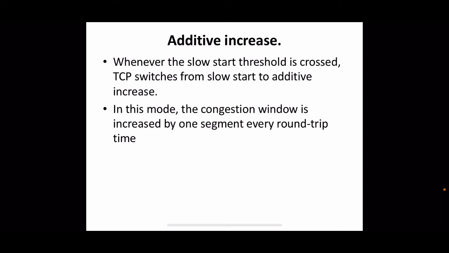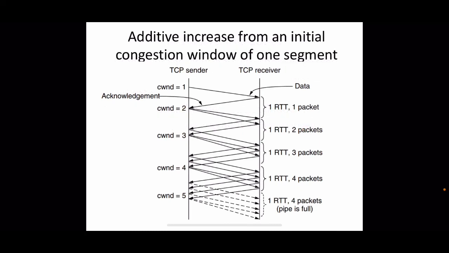And whenever the slow start threshold is crossed, TCP switches from slow start to additive increase. So when the threshold is reached, that is, the maximum limit, then we should not again grow exponentially. After that, we will just switch into another mode that is called additive increase. What is additive increase actually? In this mode, the congestion window is increased by just one segment every round trip time. So you can see here how it happens in the case of additive increase. Initially it was 1, after it received the corresponding acknowledgement it was 2, then 3, then 4. For every congestion window, just one segment will be added in the next round trip time. That is the additive increase.